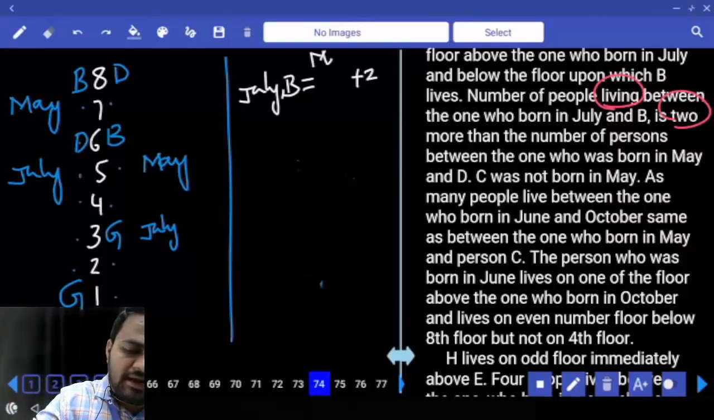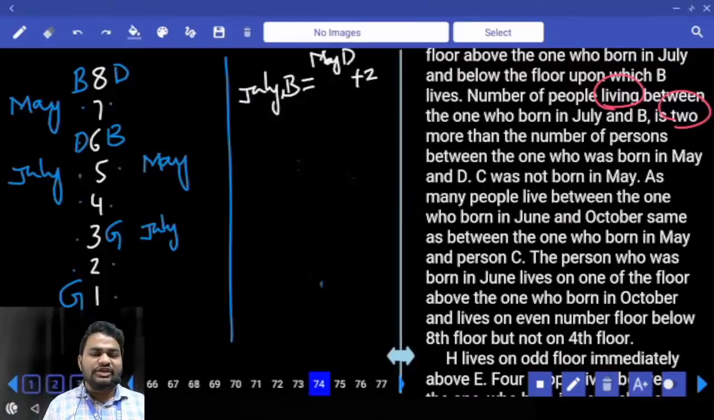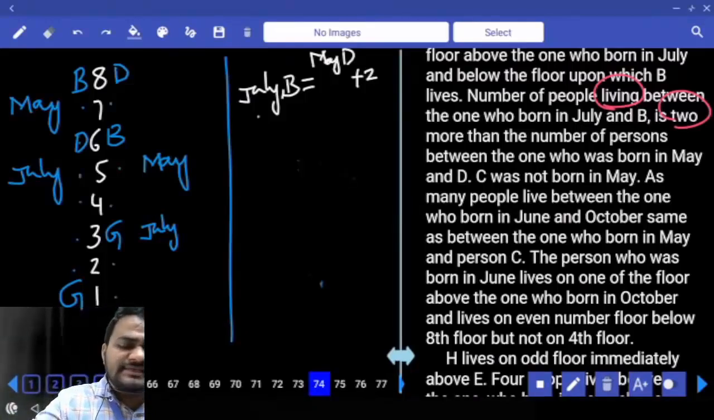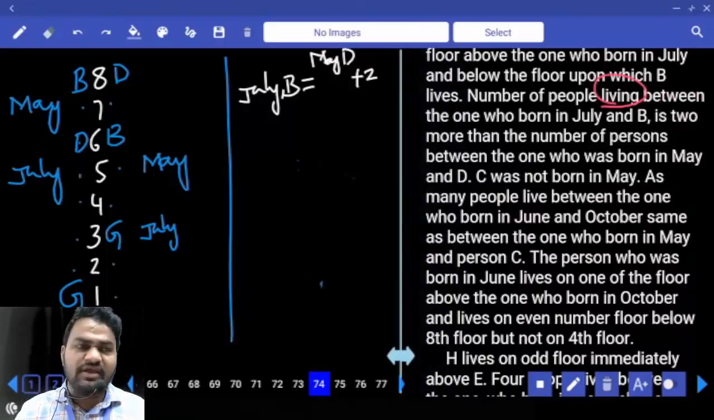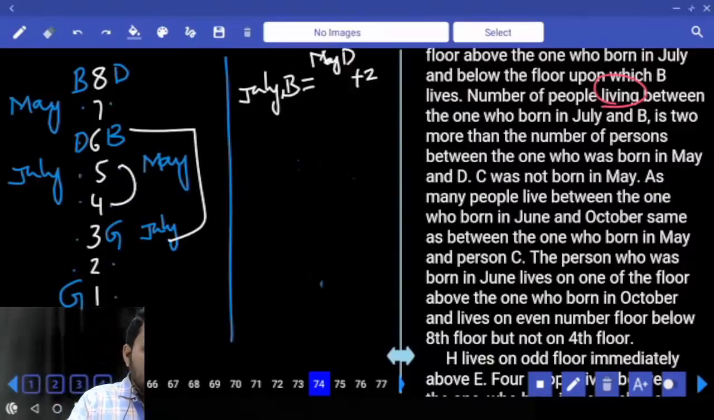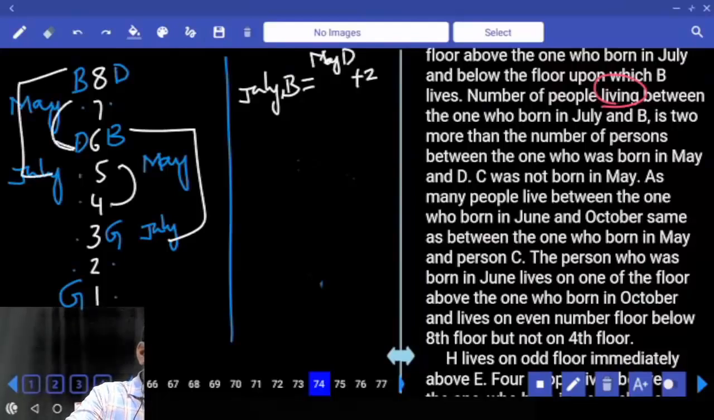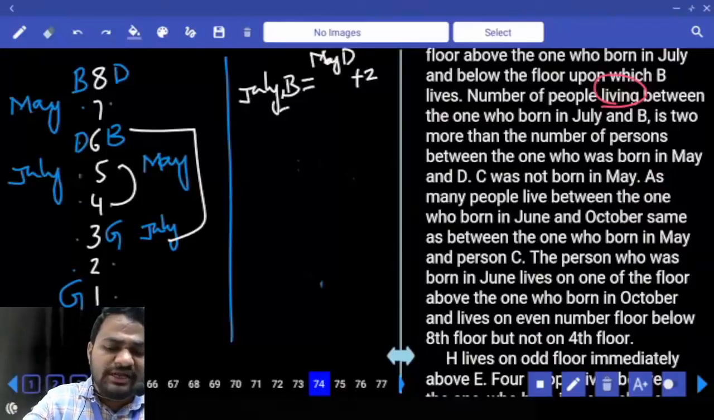May and D. So if I want to use this condition here, first let us calculate the number of persons living between July and B. How many persons are living between July and B? In the left side possibility also, the number of persons living between July and B is 2. In both the possibilities we have 2.